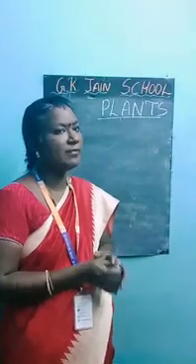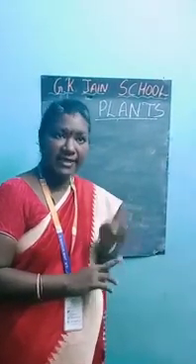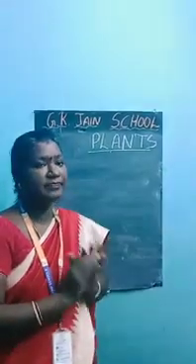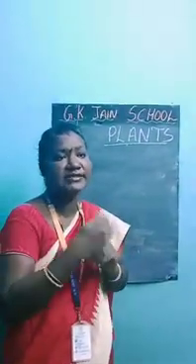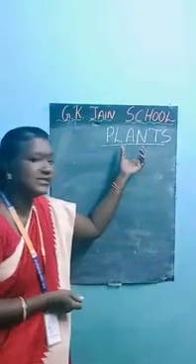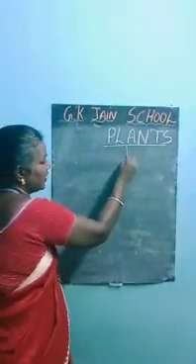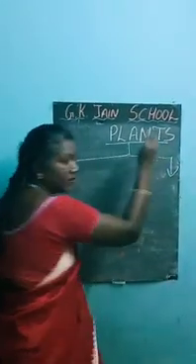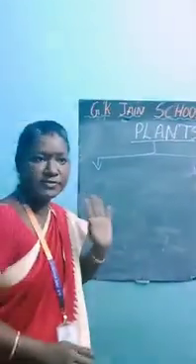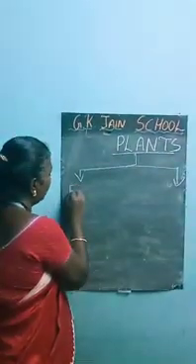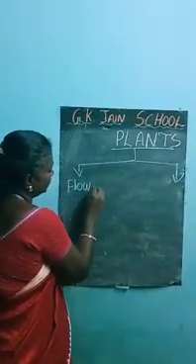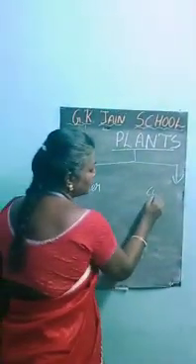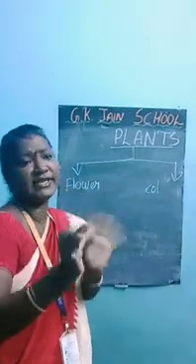Plants are classified in many ways based on the stem, lifespan, seed, flower and color. Listen, this is a plant. The plant is classified into two types: one is based on the flower and another is based on the color.